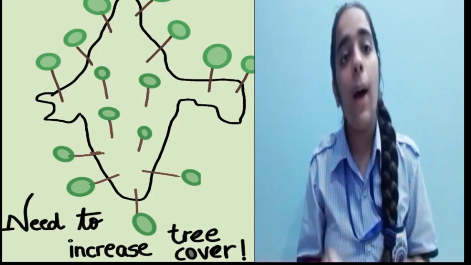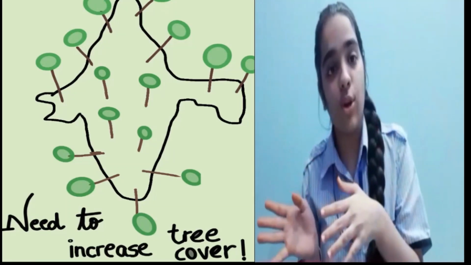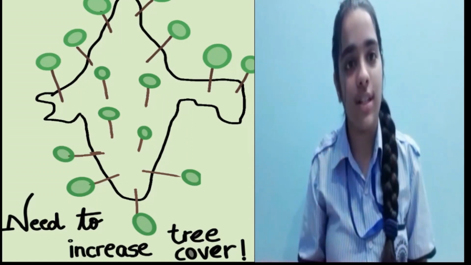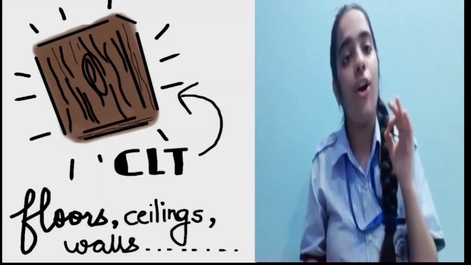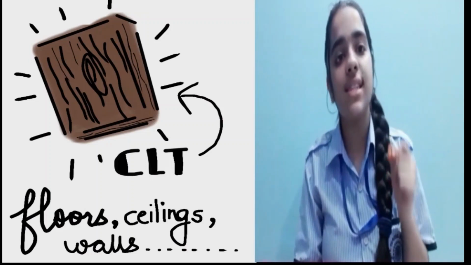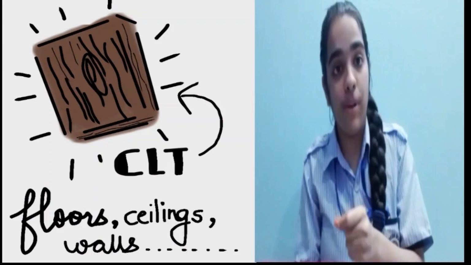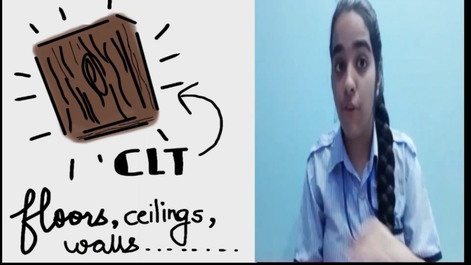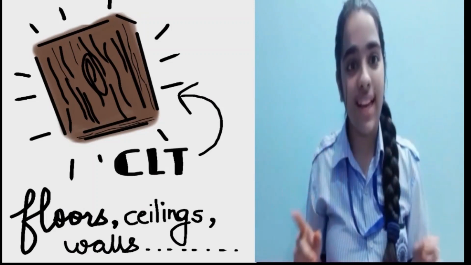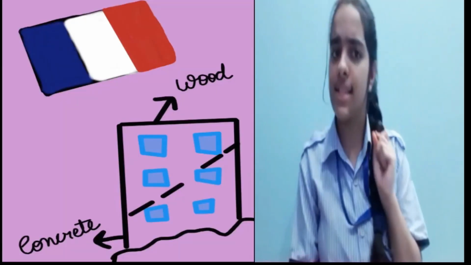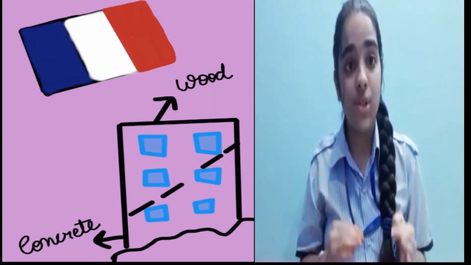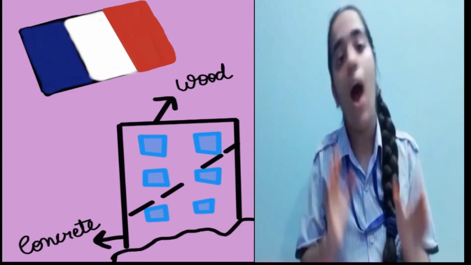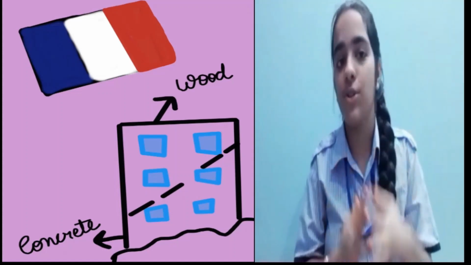While in India, a prerequisite to put this concept into practice is to increase the forest share in the Indian subcontinent. CLTs, or cross laminated timber, provide us with panels that are more durable than iron and steel. They can help to make anything ranging from floors to walls to even ceilings. The French government has decreed that any new public structure that comes into existence needs to be built 50% out of timber and the rest 50% out of concrete.